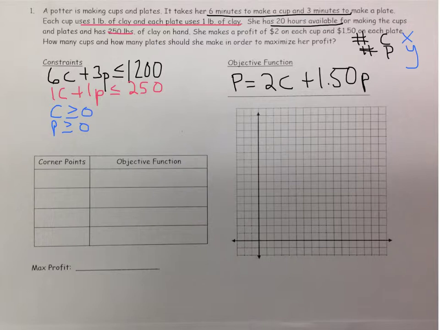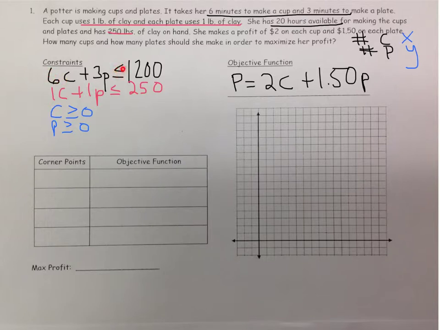Now we're into the graphing portion of the problem. Let's go ahead and graph it. I can use my x and y intercepts to graph these. With this first one, when I solve for C, I'm going to cover up 3P. 1,200 divided by 6 gives me 200. So I'm going to have 200 for C. When I solve for P, I'm going to cover up 6C. I have 3P equals 1,200.